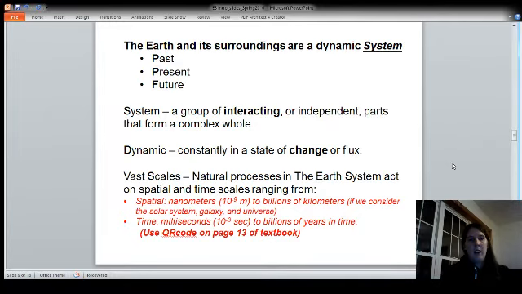Speaking of scales, the Earth contains vast scales. Natural processes in the Earth system act on spatial and time scales on a large range. Spatial scales of nanometers to billions of kilometers. Looking at the solar system, the galaxy, and the universe, that's distances that the human brain can't even comprehend. And we're talking about time. We're looking at milliseconds, for a rainstorm to occur in seconds and minutes, to billions of years in time for geologic formations to be deposited and to lithify into actual rock.